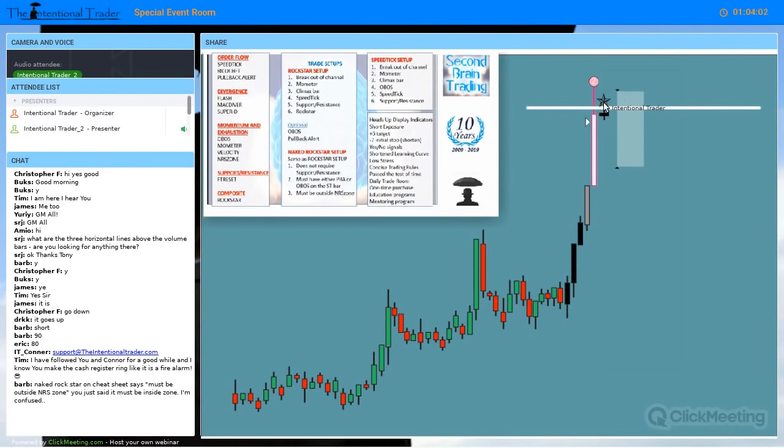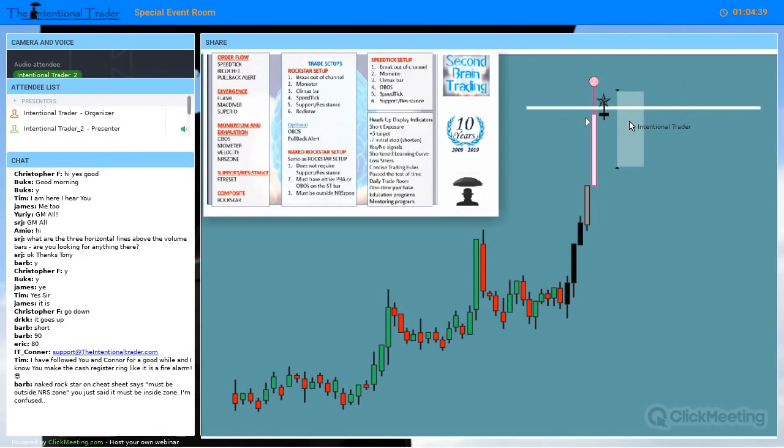This would still be considered a qualified rockstar trade, even though it's inside the zone here, although this particular example wouldn't happen because of how hard price moved here. But if price were not moving quite so hard, and maybe it was on this bar and still inside the zone, I would trade this as a rockstar setup because all of these conditions exist. Remember what this is called. This is called the naked rockstar zone.